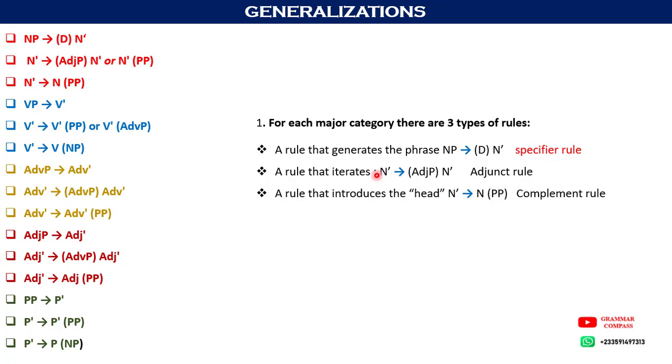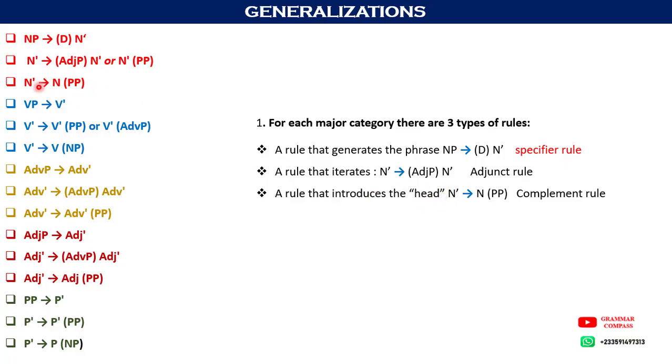Remember we said that for the second rule, that is the adjunct rule, we can repeat the N bars as many as we want, depending on the number of modifiers or qualifiers that we have. This is the adjunct rule. But when it comes to the third rule, it is the complement rule. So this is the rule that introduces the head.